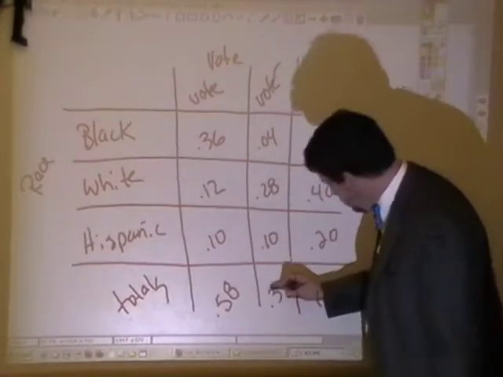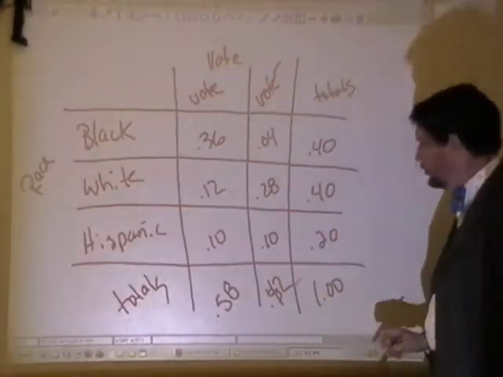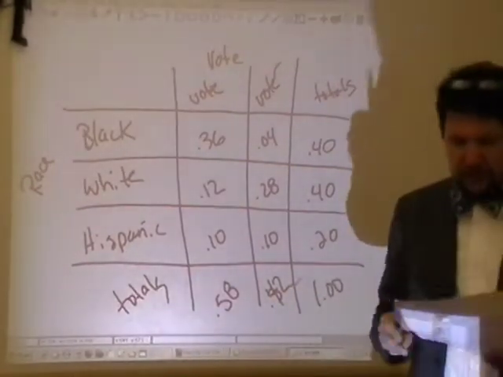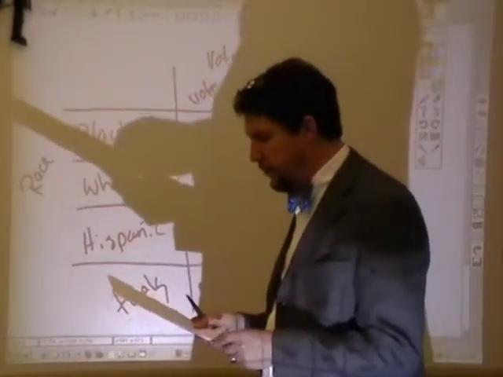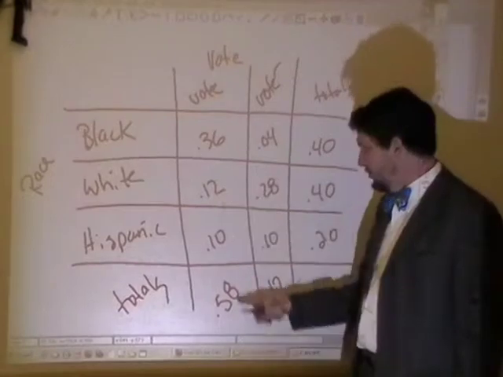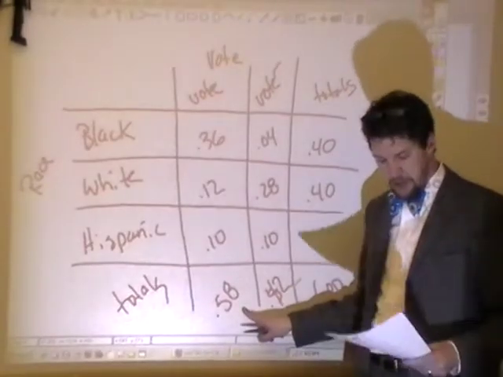Yeah, I can add 0.42, and these add to 1, so I'm in really good shape. And our question here from the sheet is, what percent of overall votes does the candidate expect to get? Well, that's going to be this value right here of 58%.